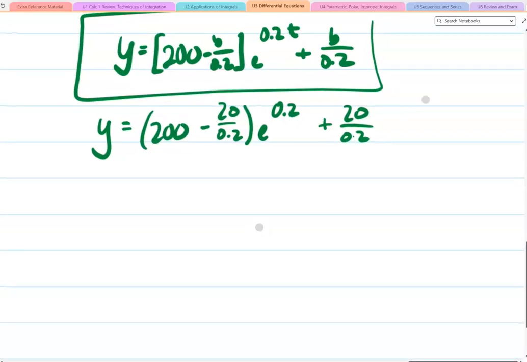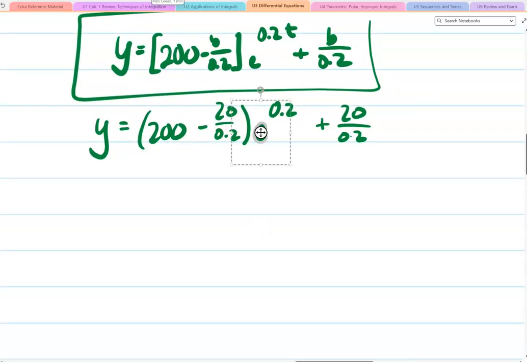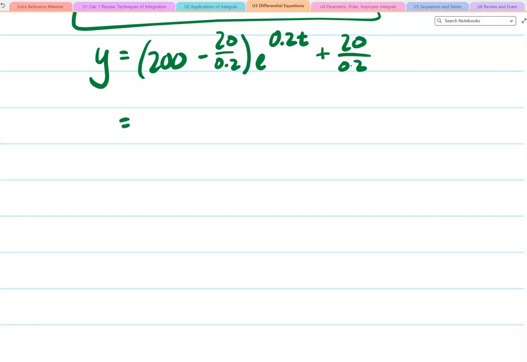So if we were to harvest 20 fish per year, then we'd be able to look at a graph when this is simplified. Now 20 divided by 0.2 is the same as 20 times 5, so that's 100. So 200 minus 100 is 100, e to the 0.2 t power plus 100.